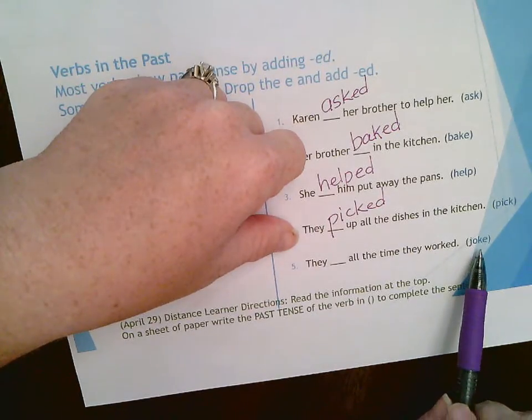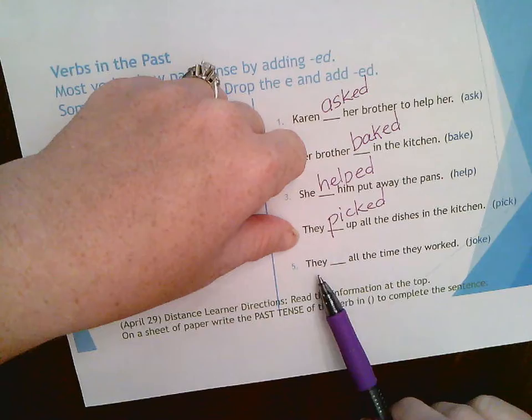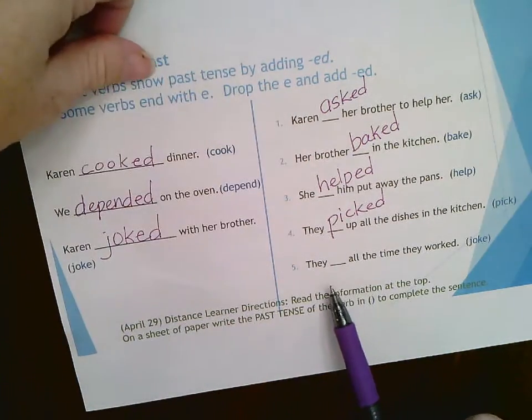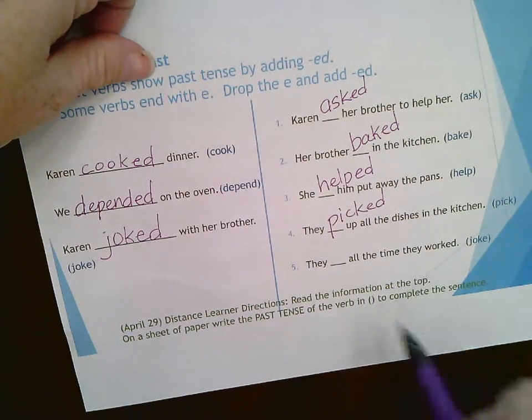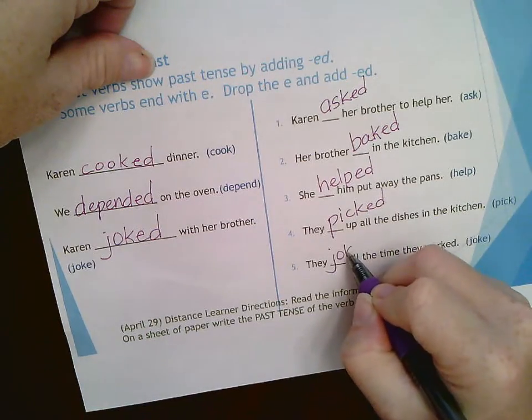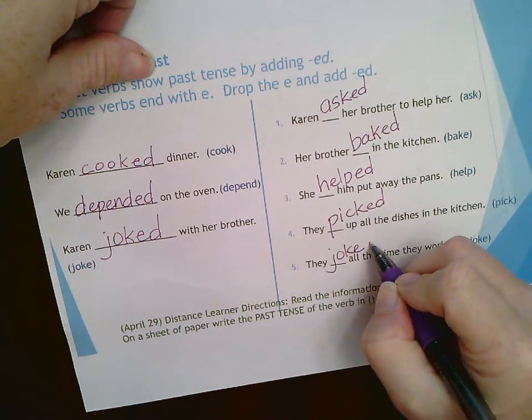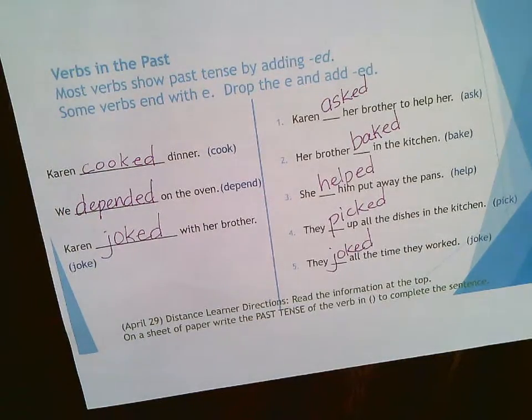And the last one, the verb is joke, and we want to make that past tense. They joked all the time they worked. Joke already ends in the e, just add a d. They joked. So with that, boys and girls, that finishes up our past tense verbs lesson to show how something happened already in the past. The main thing is that you want to have the suffix ending ed on the end of the verb.